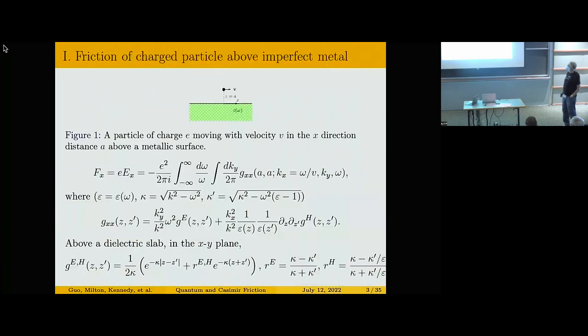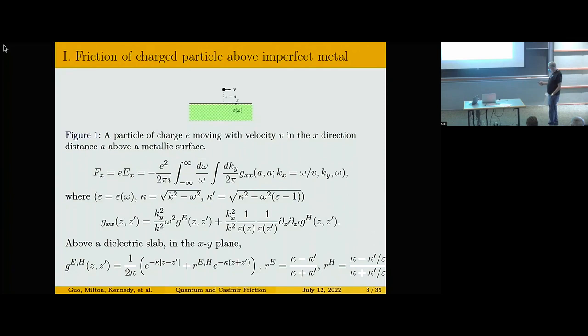So let's start with classical friction. Everything's based on Maxwell's equations, if you like. We start with a charged particle. So here's the generic picture we're thinking about. We're thinking entirely of a particle, maybe charged or neutral, perhaps moving always in the x direction with constant velocity and perhaps over some surface, which could be, in this case, a metal described by a Drude model. And so just classical electrodynamics.